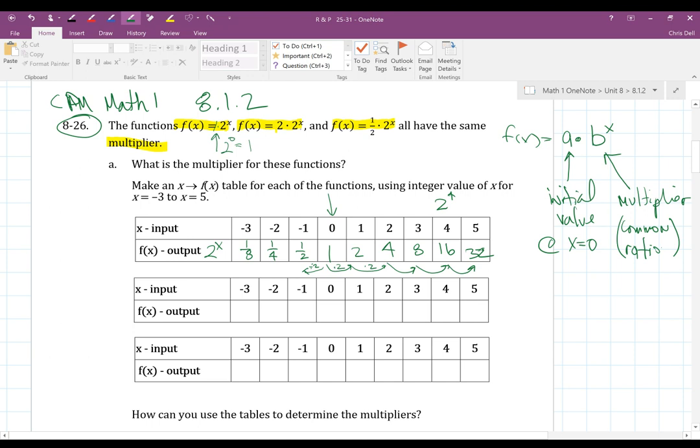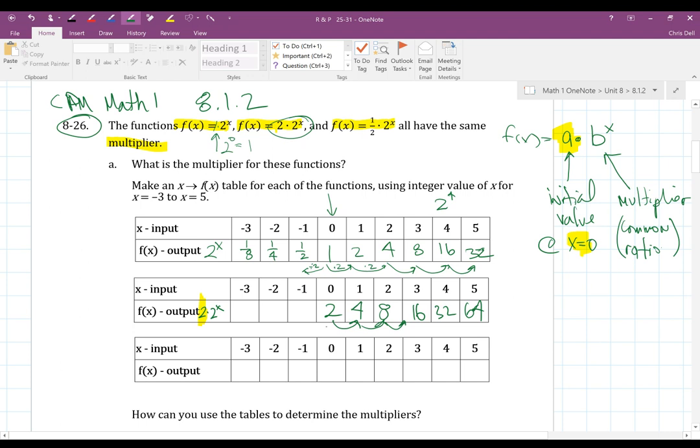My second table, I'm going to do for this function, which is 2 times 2 to the x. Once again, my 0 term is the a value. It's where x equals 0. So what's my a value in this case? My a value is 2. So I'm going to start with 2, and then multiply each term to get to the next term. So we go 2 times 2 to make that a 4, times 2 again to make that an 8, times 2 again to make that a 16, then 32, then 64. Does that make sense?